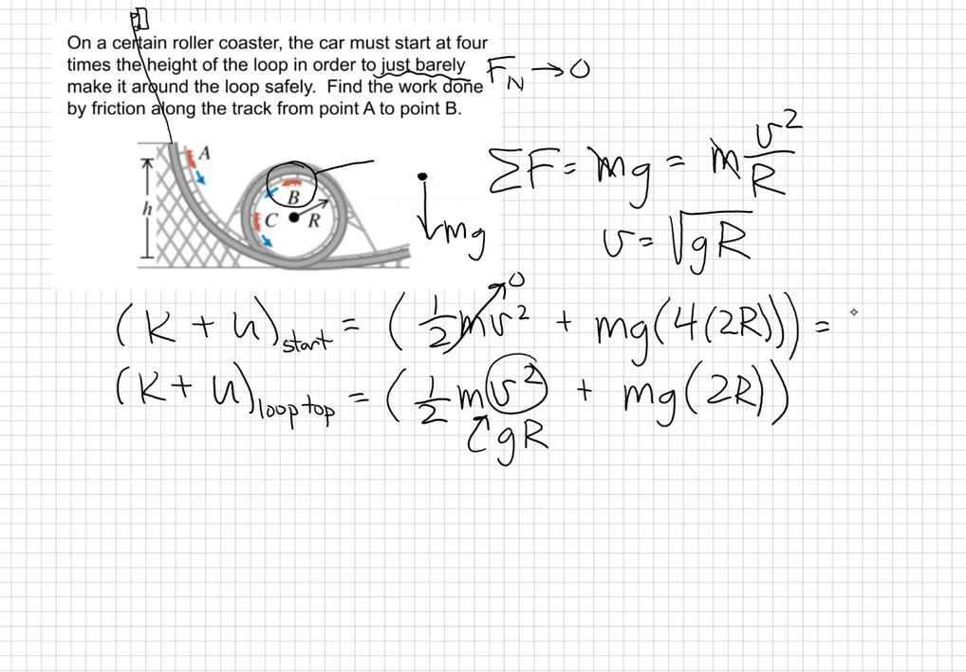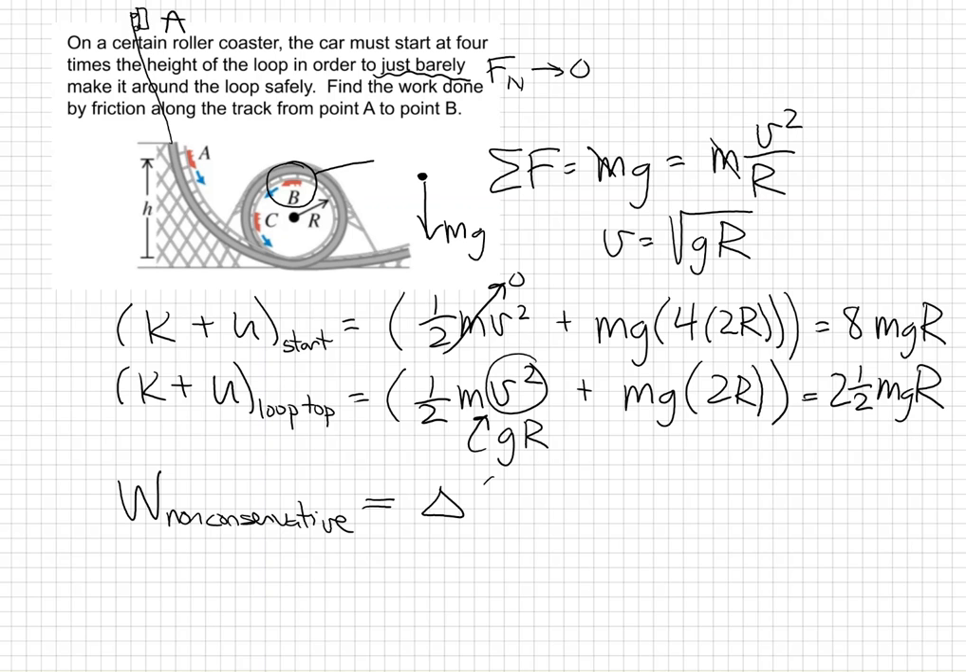One of these is going to be 8 mgr, and the other is going to be 2 plus 1/2 mgr, so 2.5 mgr, which means you have less energy when you get to B than you had when you started at A. So that means that the work done by the non-conservative force is the change in the kinetic plus the potential energy.